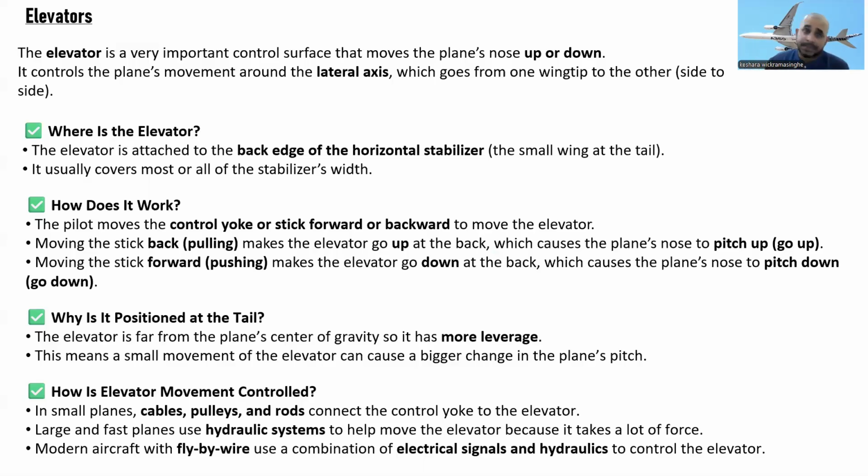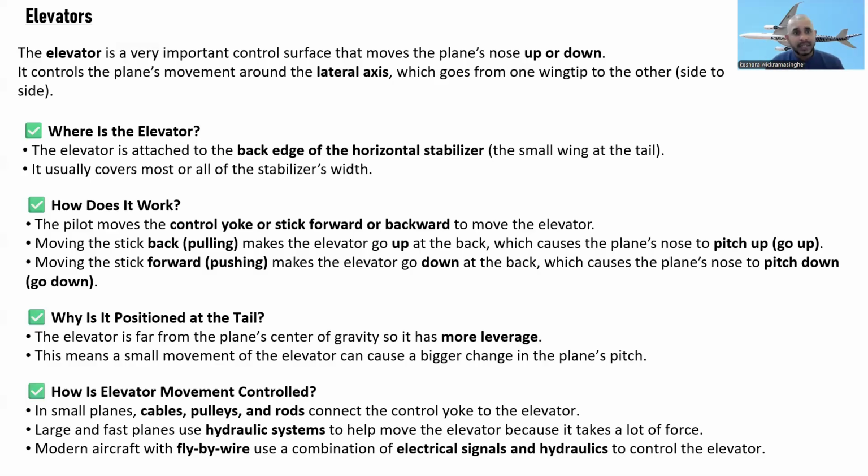So where is the elevator? The elevator is attached to the back side of the horizontal stabilizer, the small wing at the tail. This usually covers most or all of the stabilizer width. So how does it work? The pilot moves the control yoke or stick forward or backward to move the elevator.